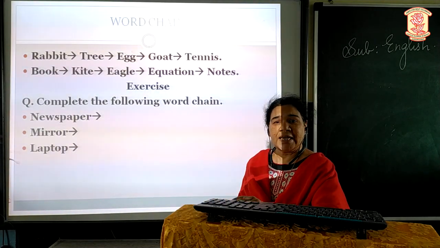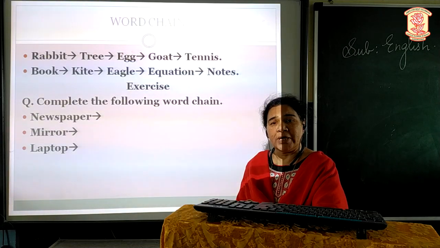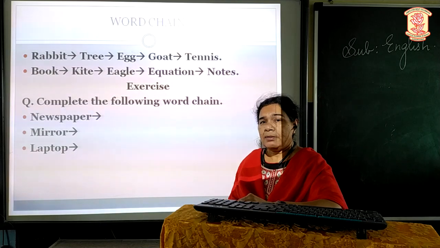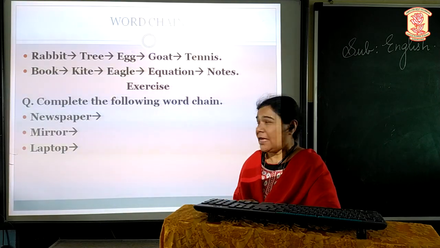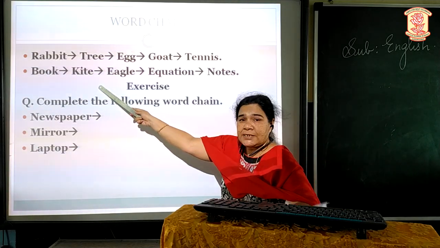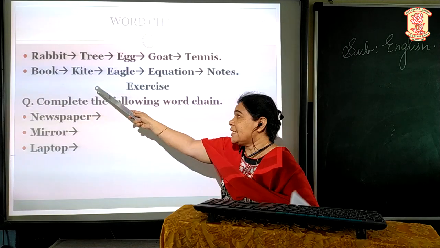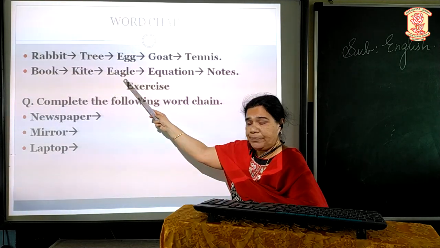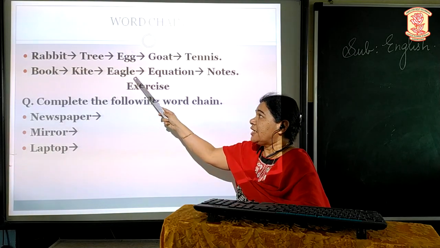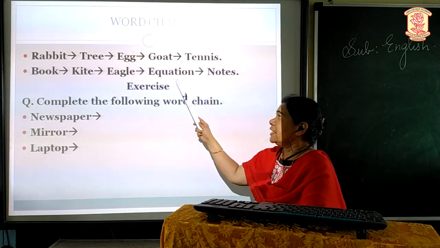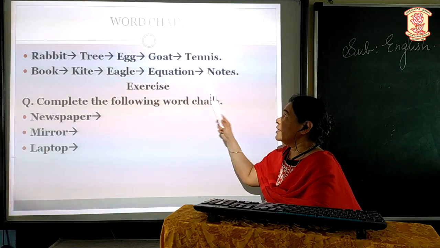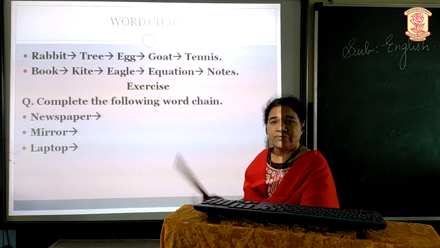Book ends in K. The last alphabet of book is K. I have written kite. The last alphabet of kite is E. I have written eagle. Eagle begins with E. Again the last alphabet of eagle is E. It's equation. Equation ends in N. That is notes. This is word chain.